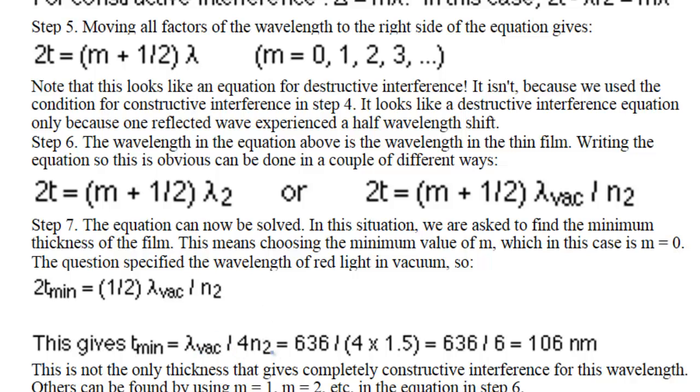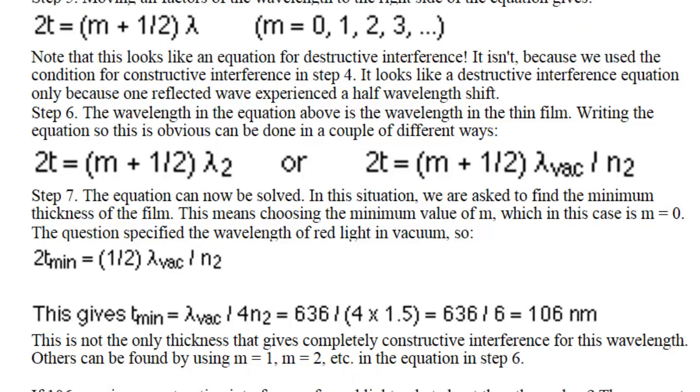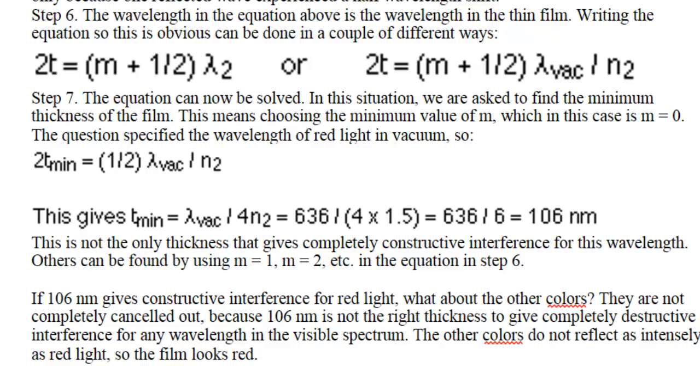So 636 divided by 4 times 1.5 will give you about 106 nanometers. So this is pretty small. We're talking 100 nanometer thickness, and that gives you completely constructive interference for the film. But if you use m equals 1 or m equals 2, then of course you're going to be doubling that thickness.